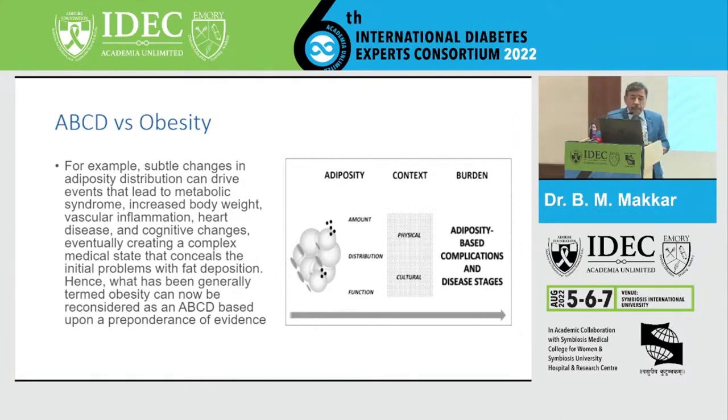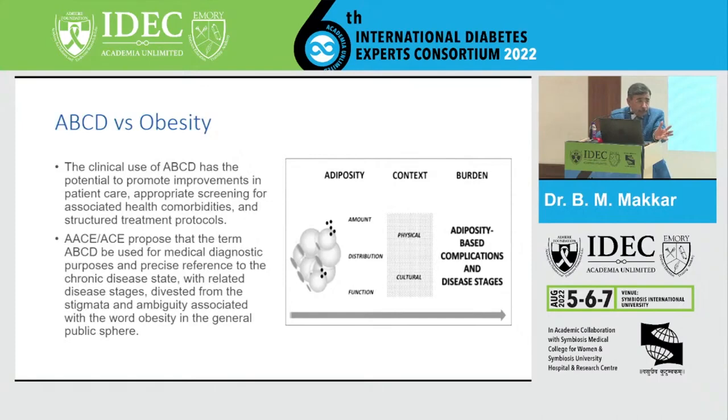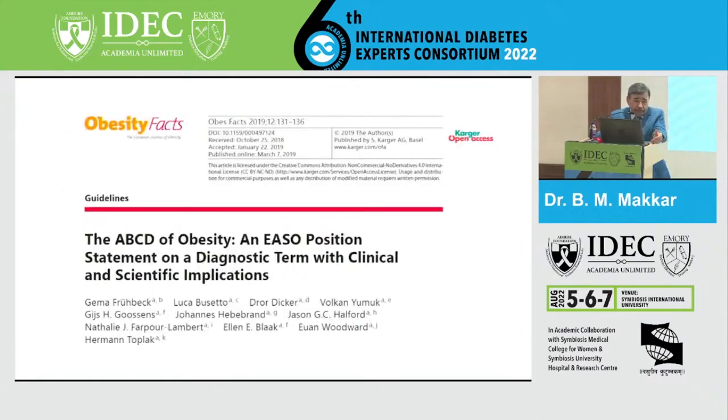And the concept is that ABCD should be used for medical diagnostic purposes and precise reference to chronic disease state with related disease stages, which is divested from the stigmata or ambiguity associated with the word obesity in the general public sphere. So obesity is just not body mass or the body weight or the large size of body. And now in 2019, the European Association for Study of Obesity also took this up. And this is a position statement which looked at ABCD as the diagnostic term.